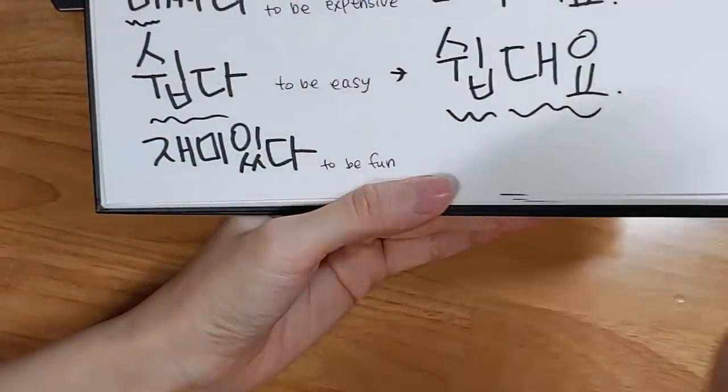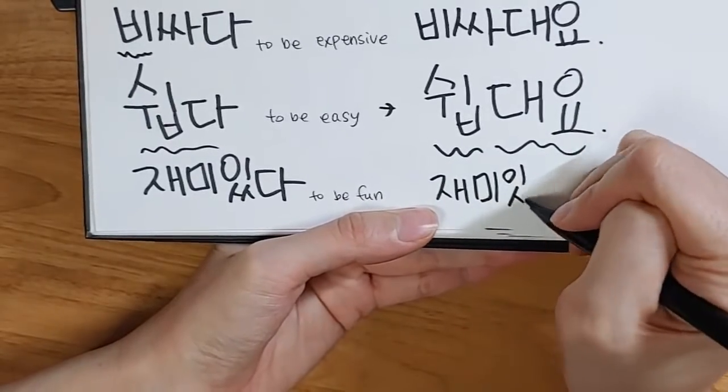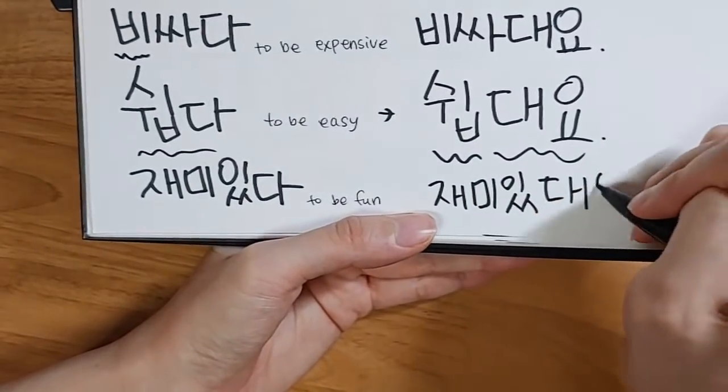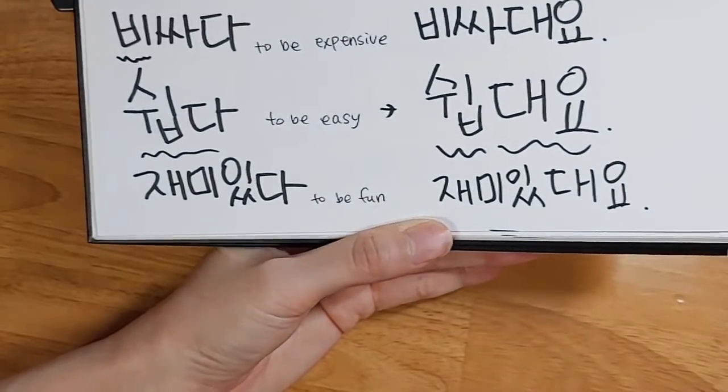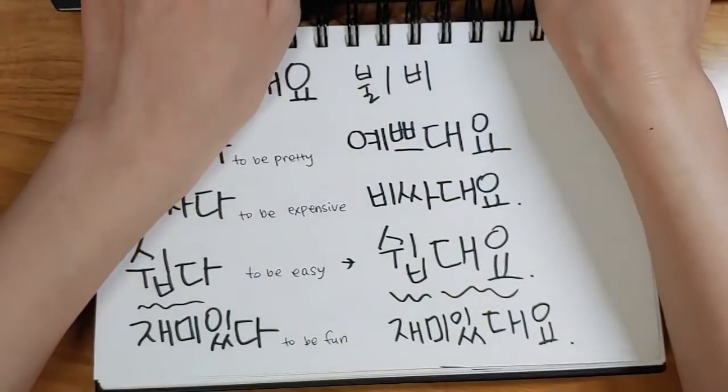Then how about 재미있다. 재미있다 as well. You just take out the stem, 재미있, and then put 대요. It means I hear it's fun. So 드라마, 스타트업.